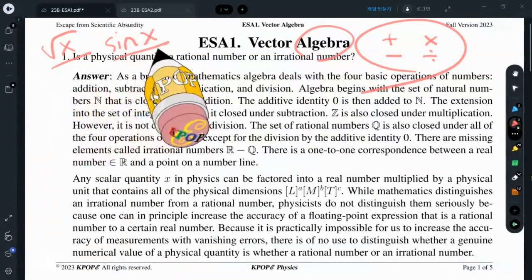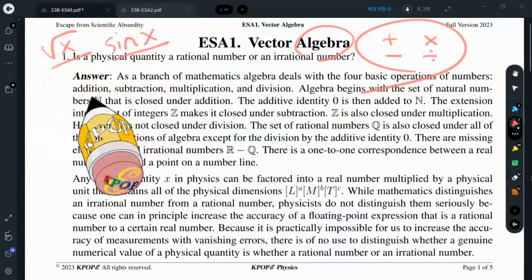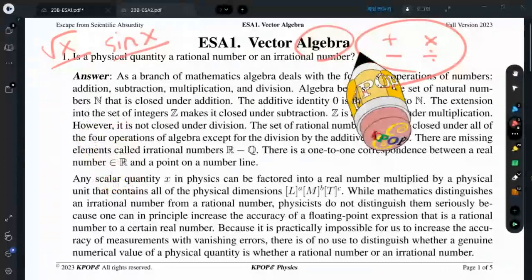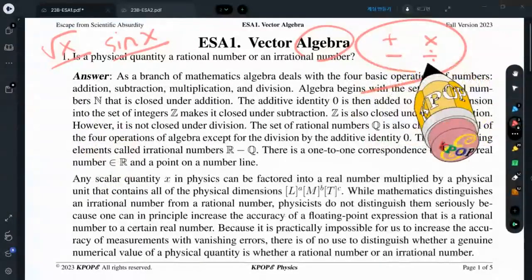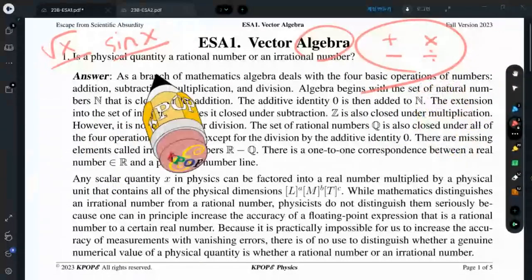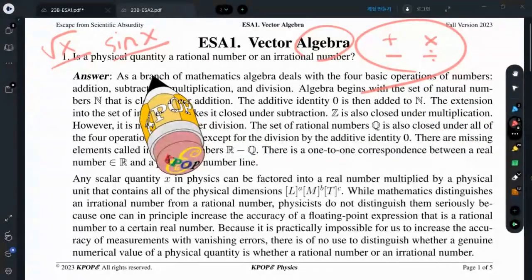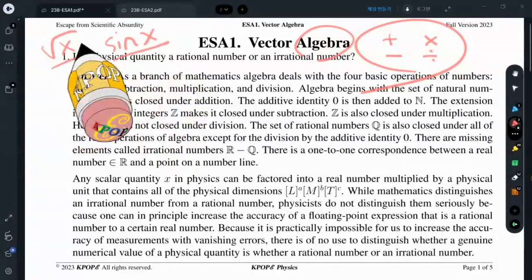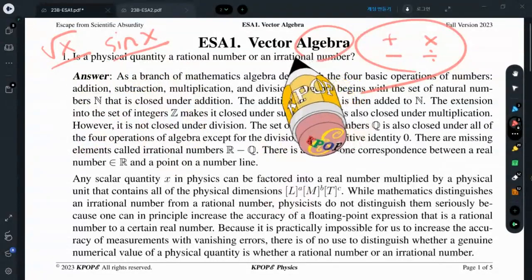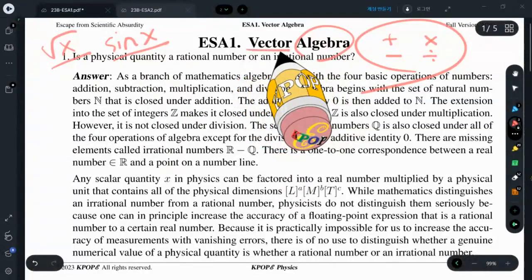It is difficult for us to reproduce this number. However, still the algebra is useful to find an approximate value. And actually, I believe that you are familiar with the Taylor series expansion. That is a kind of algebraic approximation of a nonlinear function. Anyway, we are interested in the vector algebra.